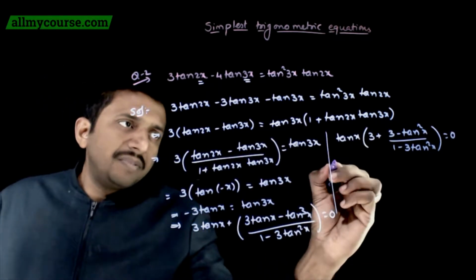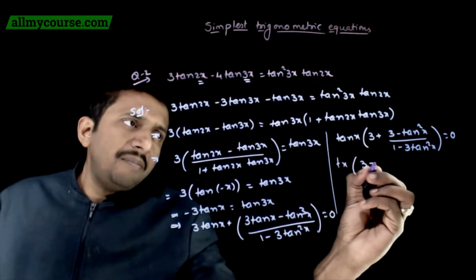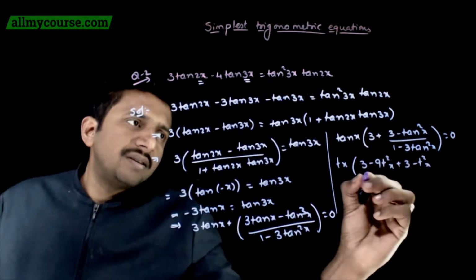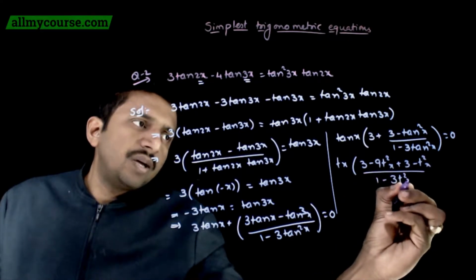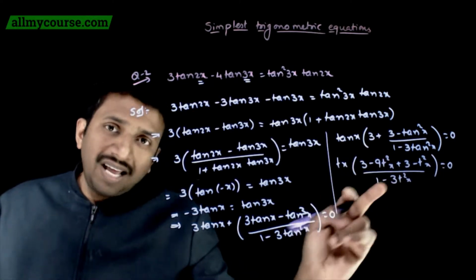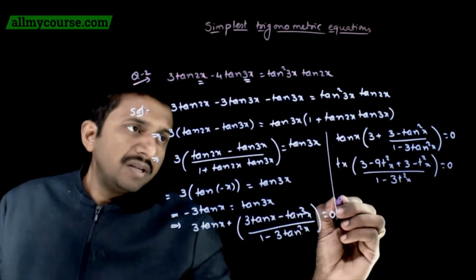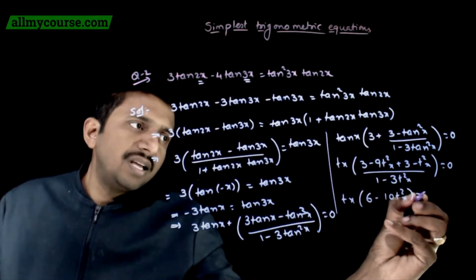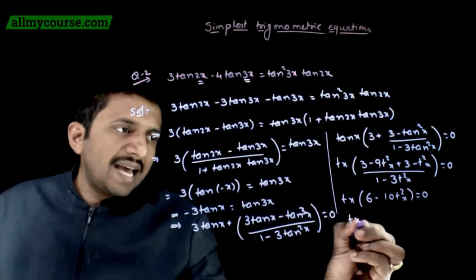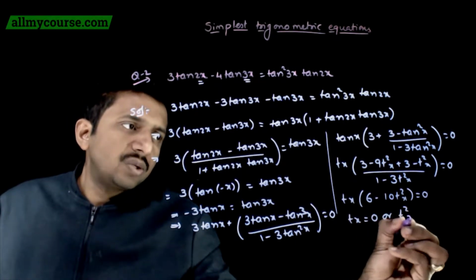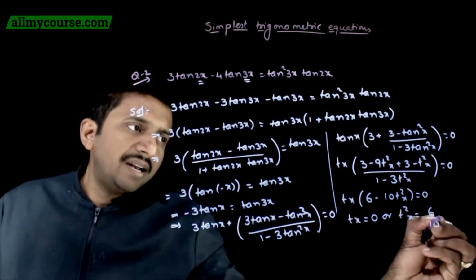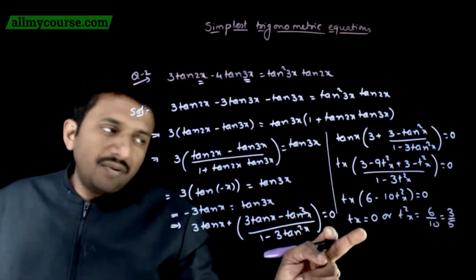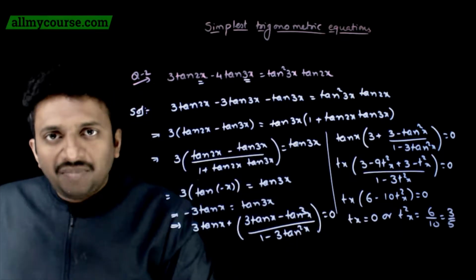If you take the LCM, tan x times [(3 minus 9 tan square x plus 3 minus tan square x) by (1 minus 3 tan square x)] is equal to 0. So you have tan x times (6 minus 10 tan square x) is equal to 0. This implies tan x is equal to 0 or tan square x is equal to 6 by 10, that is 3 by 5.